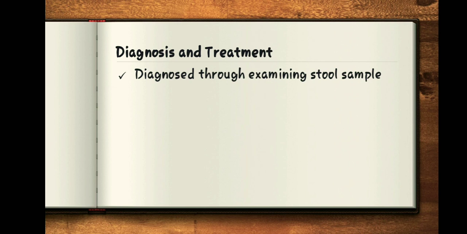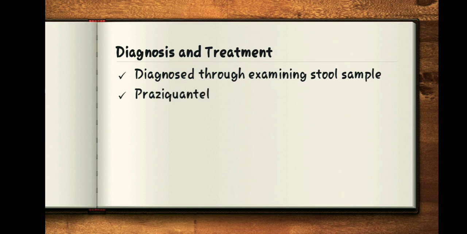So let's go on with the diagnosis of schistosomiasis. So schistosomiasis is diagnosed through examining a stool sample. So the stool sample will be examined if there are eggs of the Schistosoma japonicum in there, so they could tell if the person has schistosomiasis.